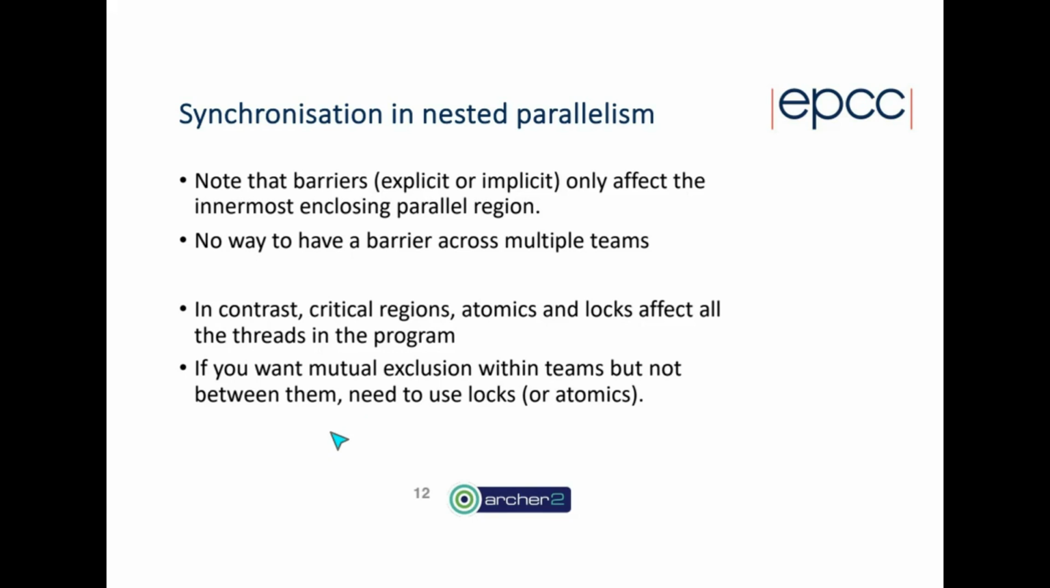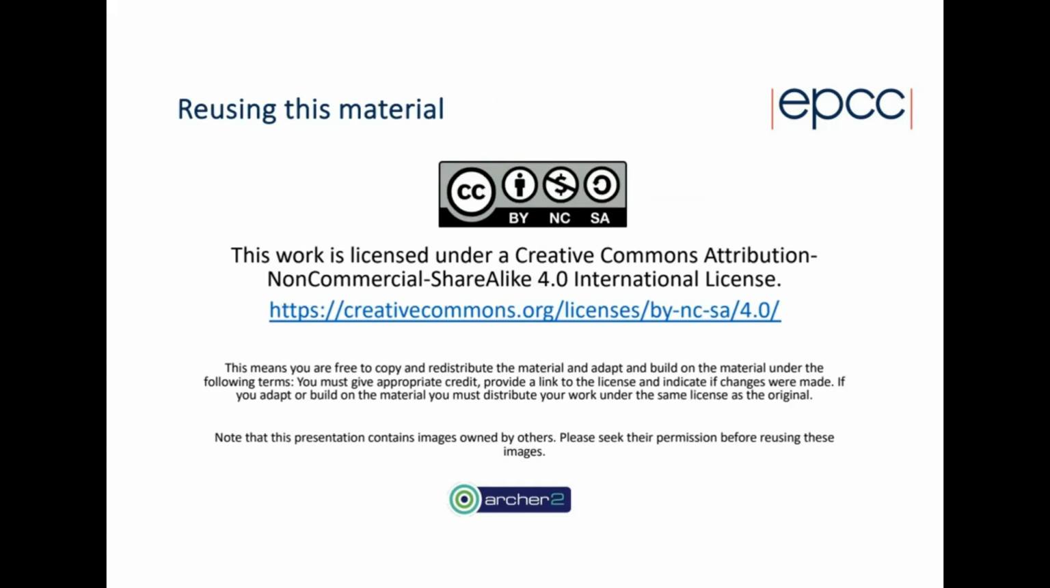If you want mutual exclusion within teams but not between them, then you might need to create a lock for every team, for example, or you could use atomics possibly. If the different teams are actually accessing different data items, then atomics would work, because atomics just protect access to the memory location rather than the actual execution of the code. Okay, any questions on nested parallelism?